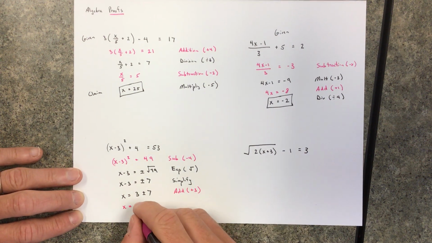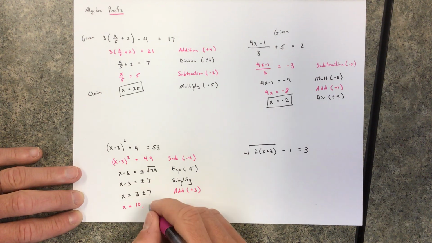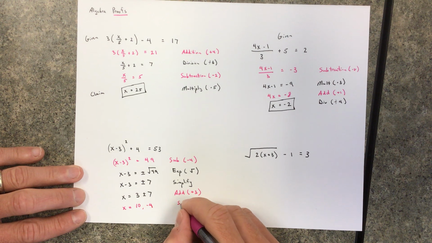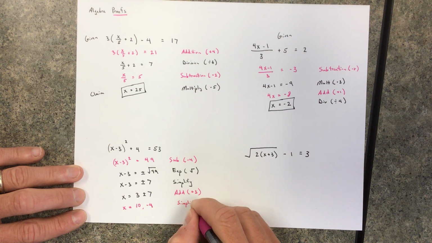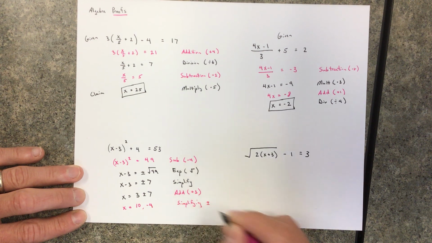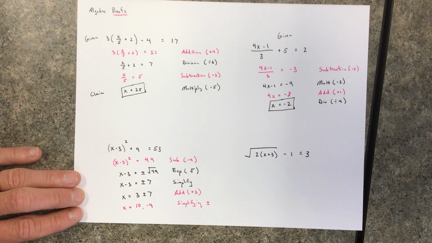3 plus 7 is 10, and 3 minus 7 is -4. And I guess that's me just simplifying what it means to be plus or minus, right? That's just me doing the plus version and minus version.